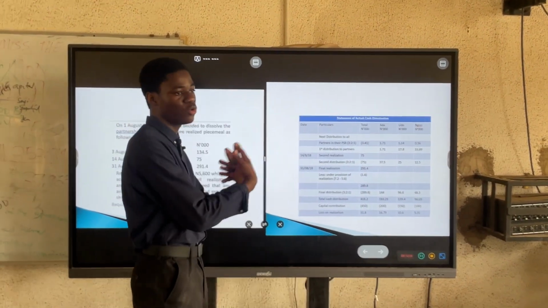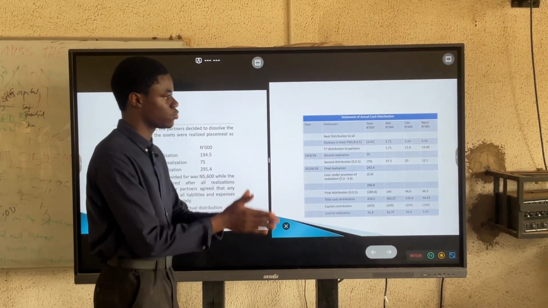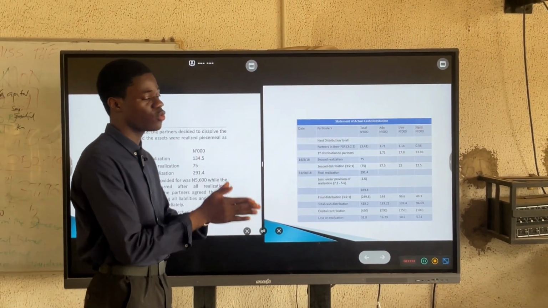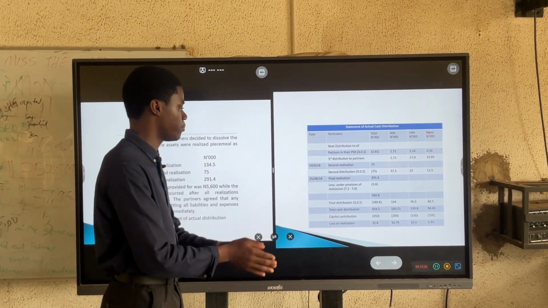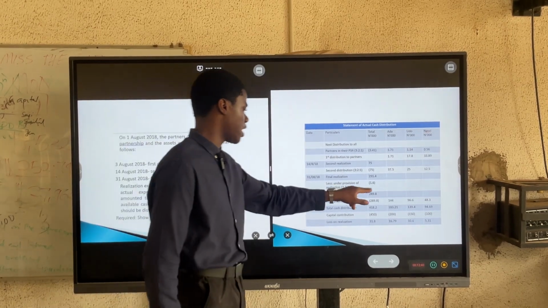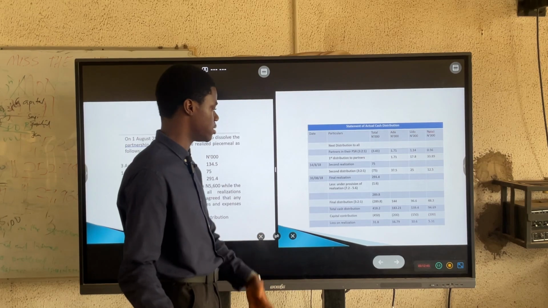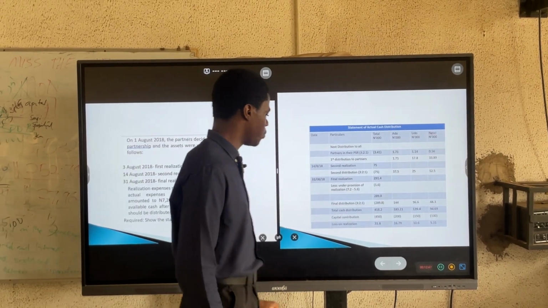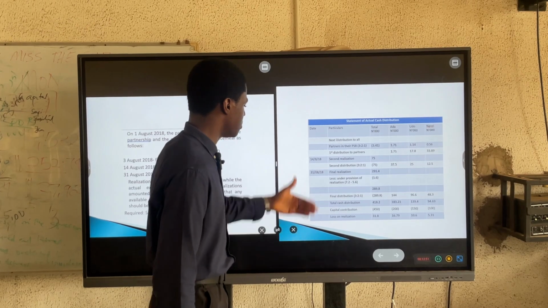Meaning after all the realizations they've done, they noticed that the actual realization expenses were 7,200. Meanwhile, they provided for 5.6. So they have to account for that on the provision, which is 1.6 here. And when you deduct this, based on the rule of surplus capital, that you have to remove all your liabilities, you get this amount. So now we can share this final distribution based on the profit sharing ratio.